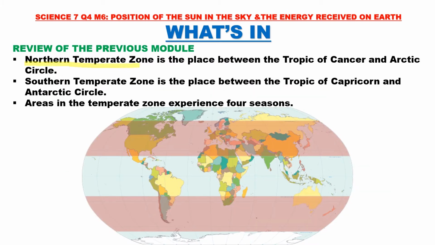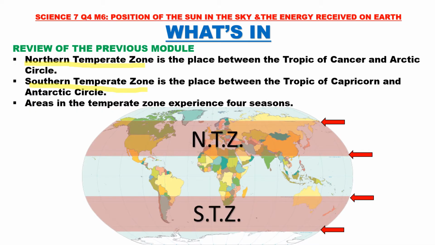Northern Temperate Zone is the place between the Tropic of Cancer and the Arctic Circle. The Southern Temperate Zone is the place between the Tropic of Capricorn and the Antarctic Circle. Areas in the Temperate Zone experience 4 seasons: winter, spring, summer, and autumn.